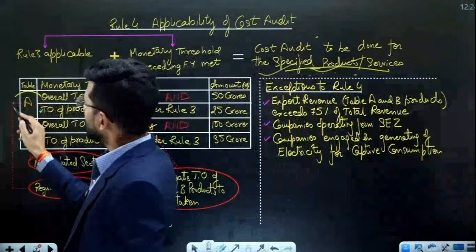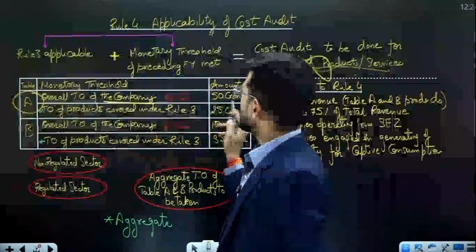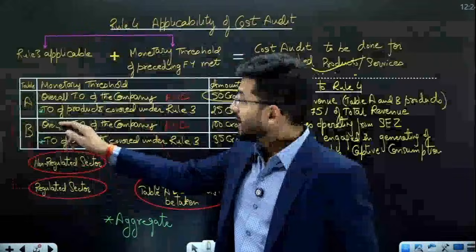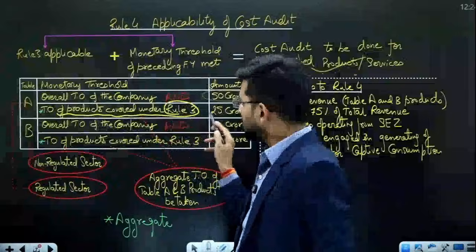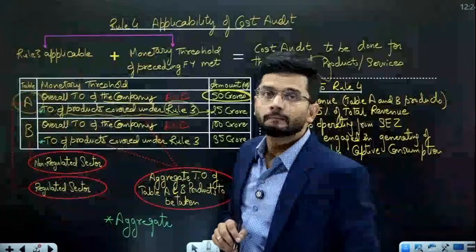All right. First, we talk about table A products. For table A products, the monetary threshold is that the overall turnover of the company should be 50 crores and the turnover of the products covered under rule 3 should be 25 crores.